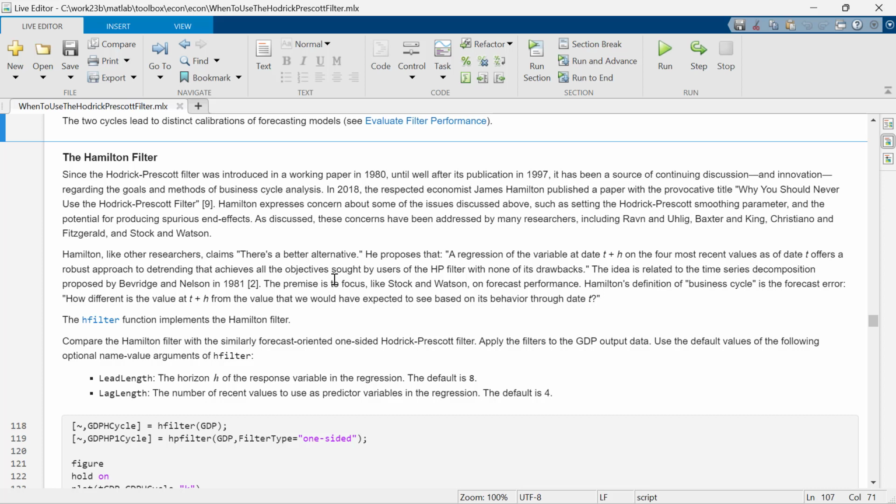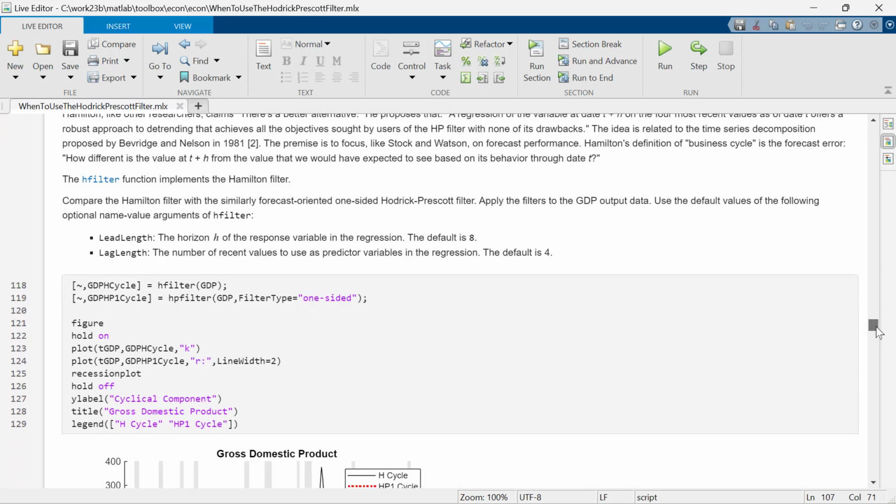It's nothing like the Baxter-King or the Christiano-Fitzgerald definition of business cycle, which is a bandpass version of the business cycle based on the Burns and Mitchell research. But he says that this is a much better way to use the filter to come up with trends and cycles for forecasting applications. Fair enough. It's good for that, but it's a different definition of business cycle.